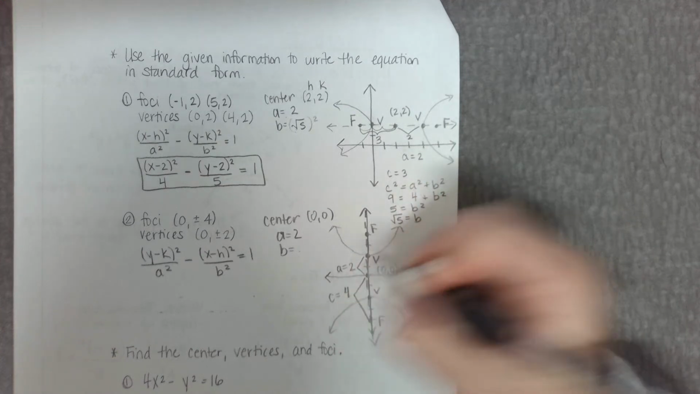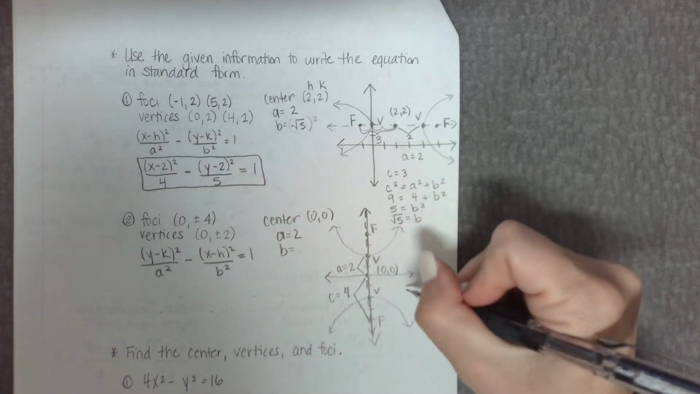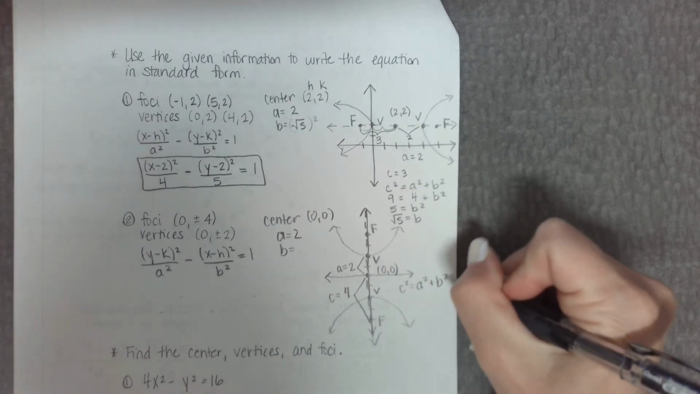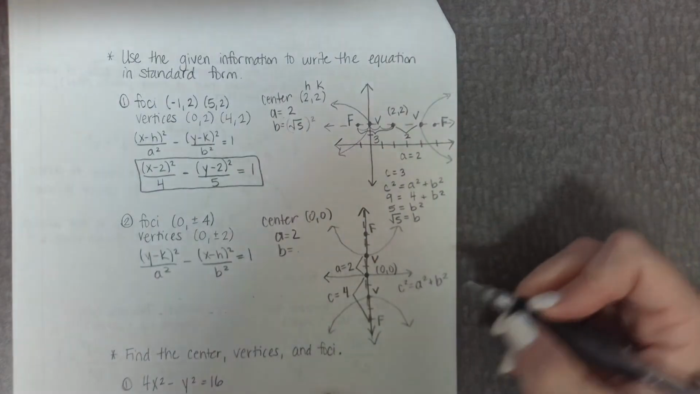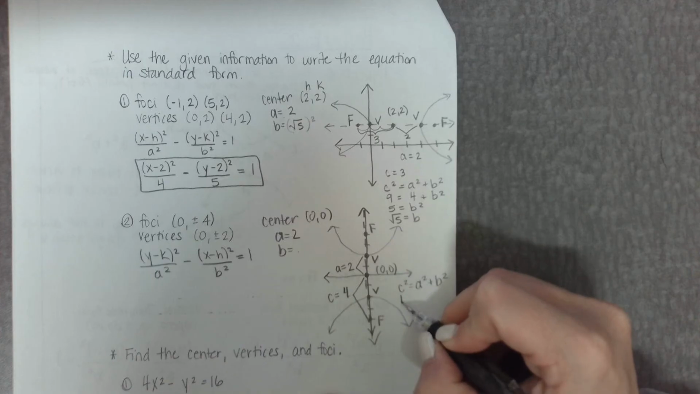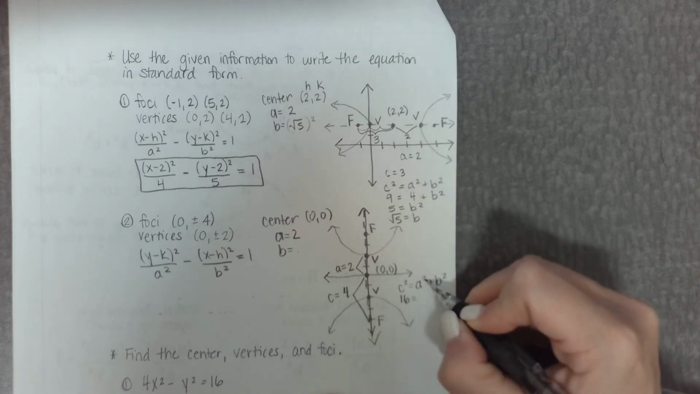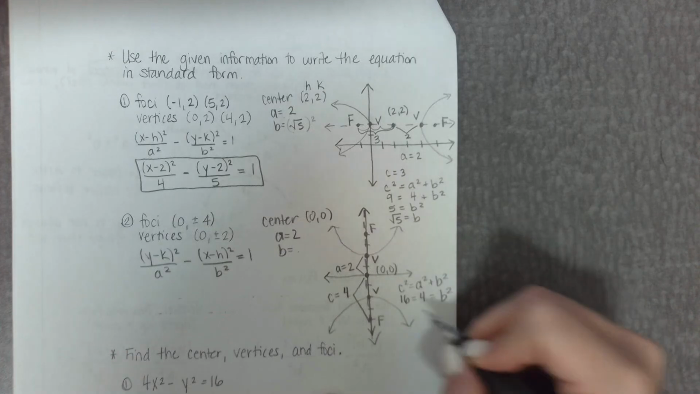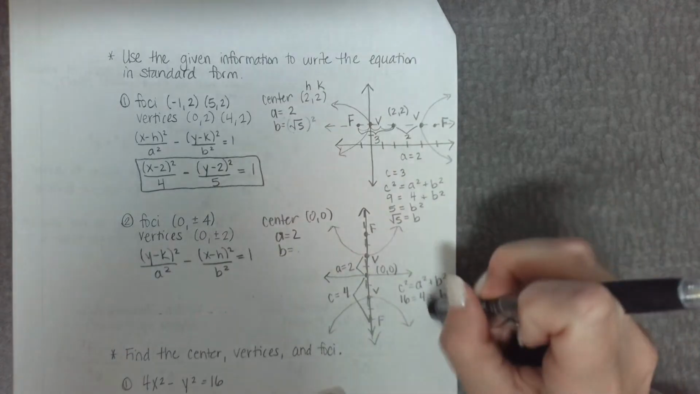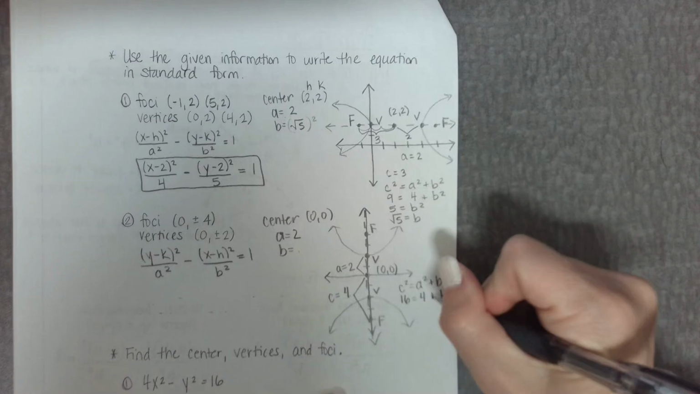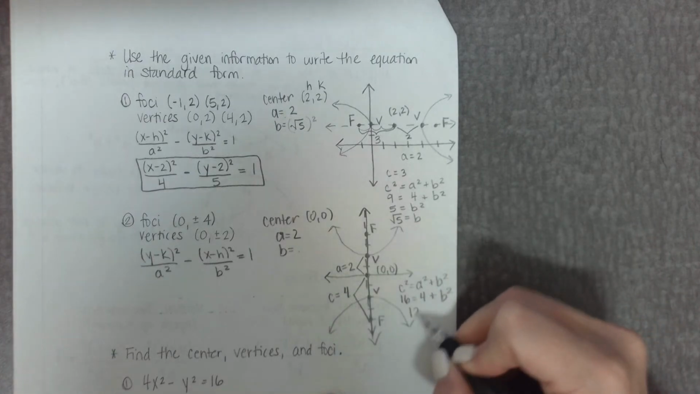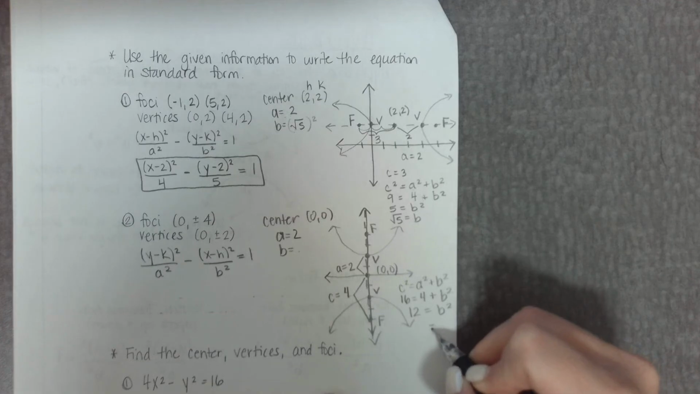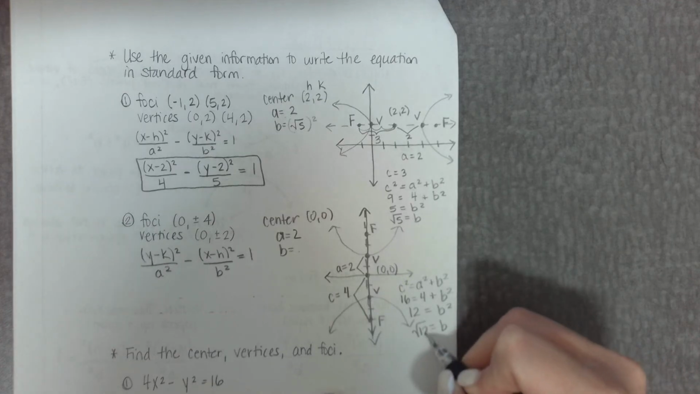A is 2. C is 4. Let's use our formula. C squared equals A squared plus B squared. Okay, so we have 4 squared would be 16. A squared, 2 squared is 4, plus B squared. So if we subtract 4, I keep putting equals and I mean to put plus. If we subtract 4, we get 12 equals B squared, and we square root both sides. So B is the square root of 12.